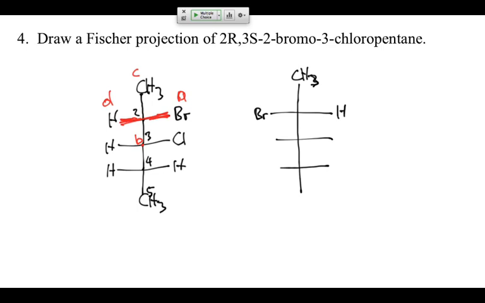Now the Cl, let's look at the Cl, okay? That carbon 3. Again, this is priority A. This is priority B. This is priority C. This is priority D, I think, okay? So now you look at it again with the H coming toward you. A, B, C. So this is R. So this is correct.